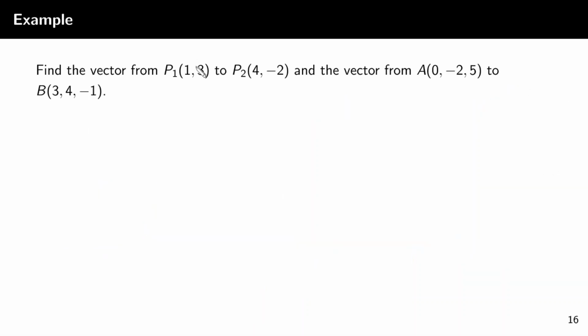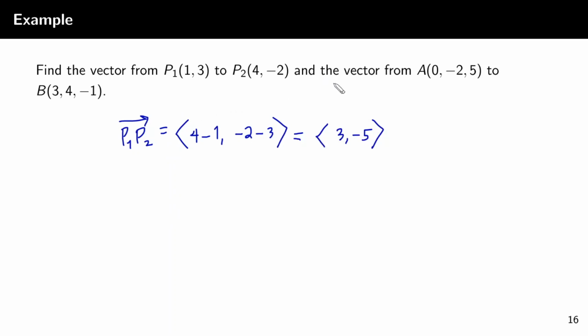Now, let's look at some examples. So find the components of the vector from 1, 3 to 4, negative 2. Okay. So madali lang yan. Let's just use the formula earlier. Vector from P1 to P2 will have components 4 minus 1, and then negative 2 minus 3. So this will be the vector with components 3, negative 5.